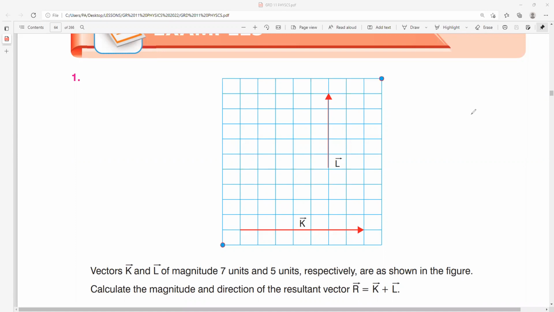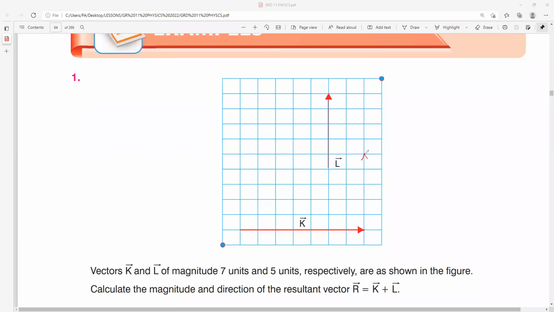Okay, first of all, from last year, we know already you can take this L without changing direction and then put it at the head of K. Okay, how many units we have? 1, 2, 3, 4, 5.